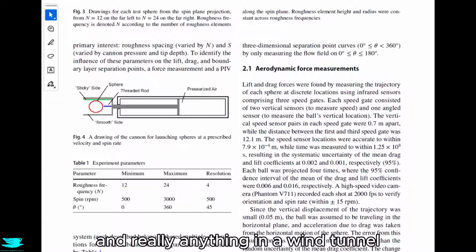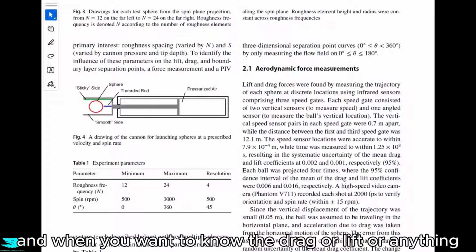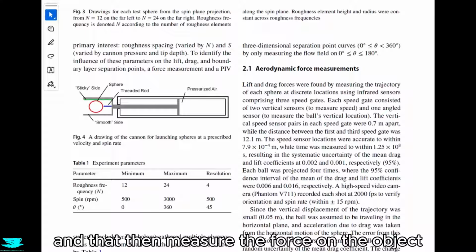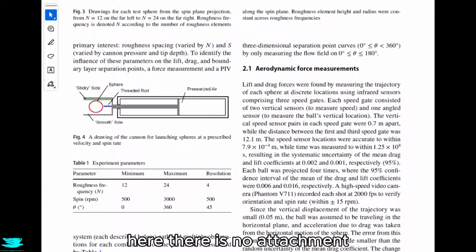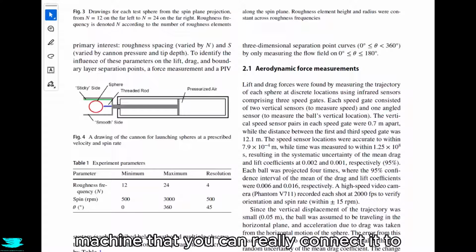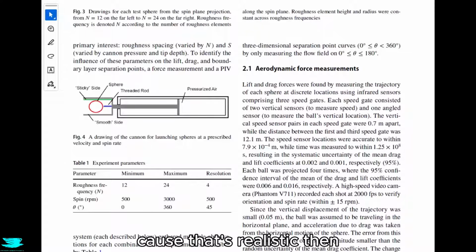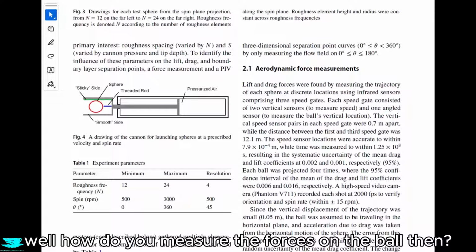Usually, when you test balls and really anything in a wind tunnel, they're attached to something. And when you want to know the drag or lift or any force on the ball, you use a machine like a load cell to connect to the ball or the object, and that then measures the force on the object. Here, there is no attachment, and that means there's no machine that you can really connect it to. And that's a real strength of this work, that there's no attachment, because that's realistic, but it's actually a difficulty because then the question arises, well, how do you measure the forces on the ball then?